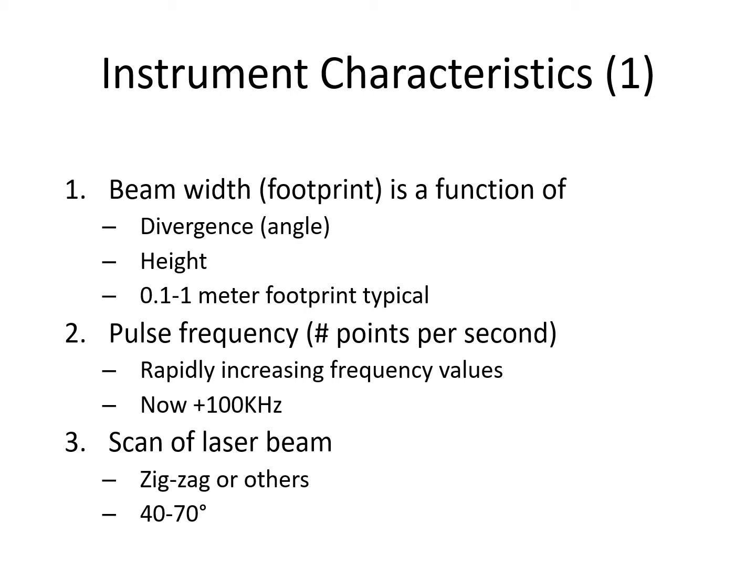So what are some of these characteristics of these instruments, and what do they look like? Well, let's talk about this laser beam, this footprint. It is a function of a couple of things: the divergence or the angle, the height. But typically what we're looking at is 0.1 to 1 meters. So you're looking at getting a measurement every 10 centimeters to a meter in space.